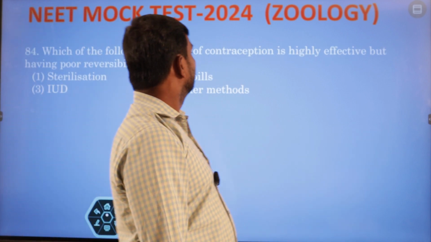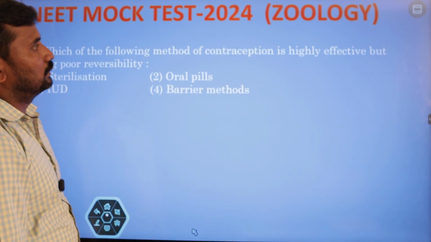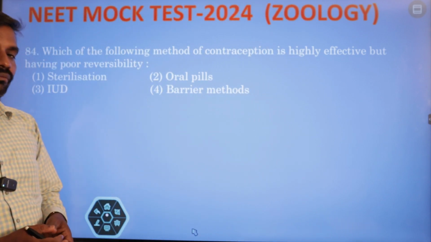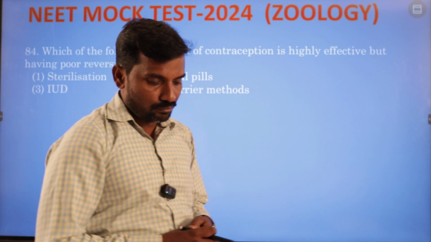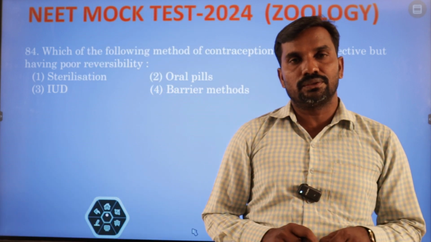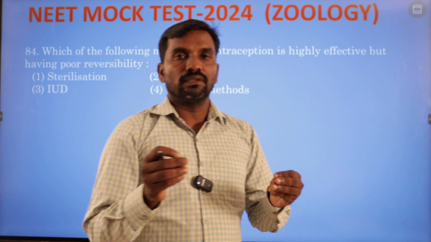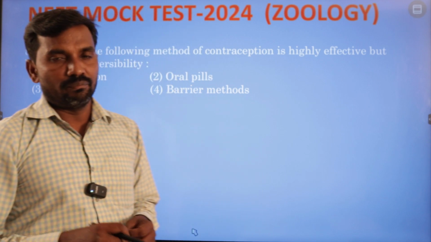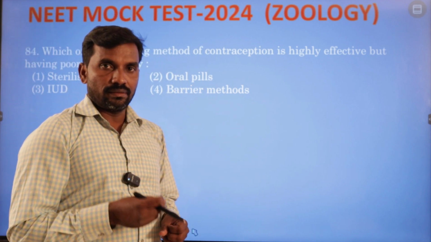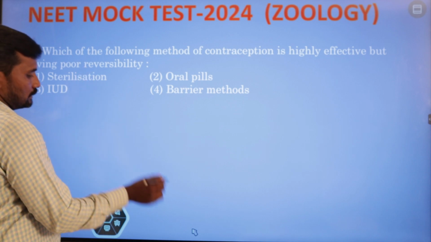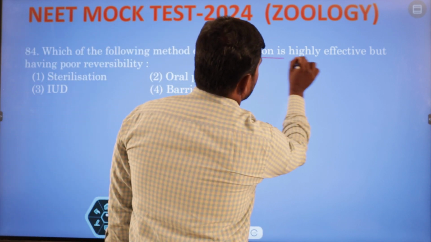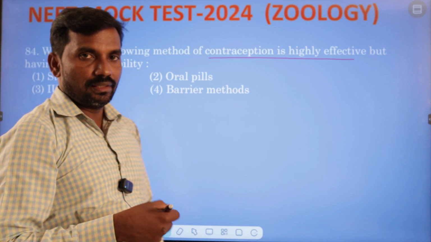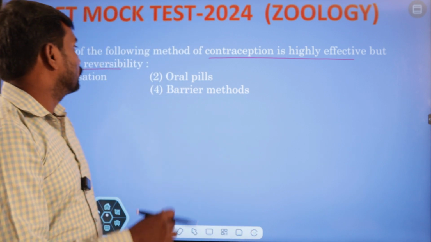Question number 84. Which of the following contraceptive methods is highly effective but has poor reversibility? The primary aim of contraceptive methods is to prevent the fusion of male and female gametes. There are many methods: physical barriers, chemical barriers, biological pills. But the question asks about a method that is highly effective but has poor reversibility. Once we carry out these methods, we are unable to return to normal life.